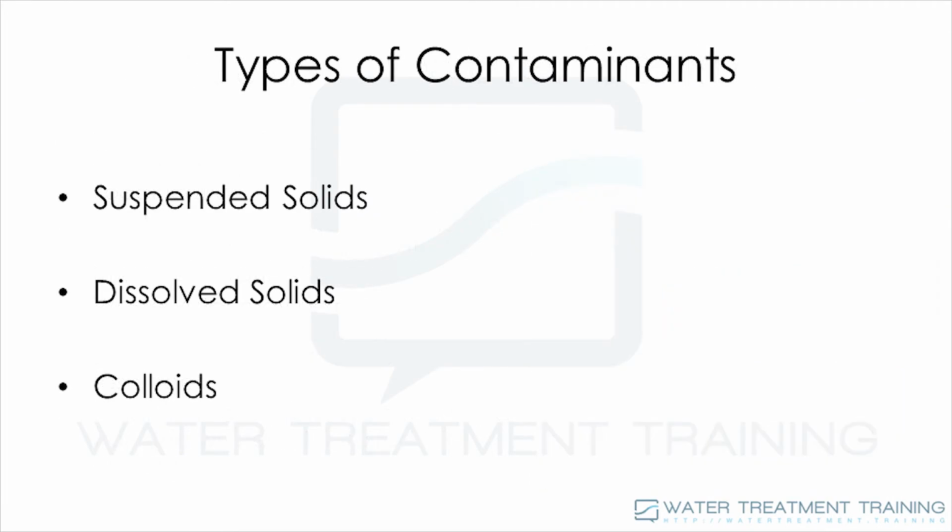There are mainly three types of contaminants in wastewater. These are suspended solids, dissolved solids, and colloids, in which we deal each one differently. Now let's learn about each contaminant in detail.